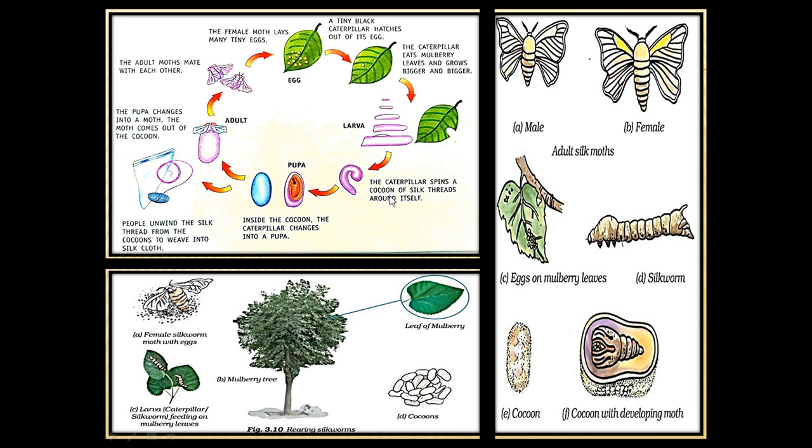Then the cocoon is taken and boiled in water. People unwind the silk thread from the cocoons to weave into silk. Actually, in the normal life cycle, the pupa has to develop into an adult, and then again be able to lay eggs. But in sericulture, there is another bypass, which is this time when the cocoon is taken up and boiled.